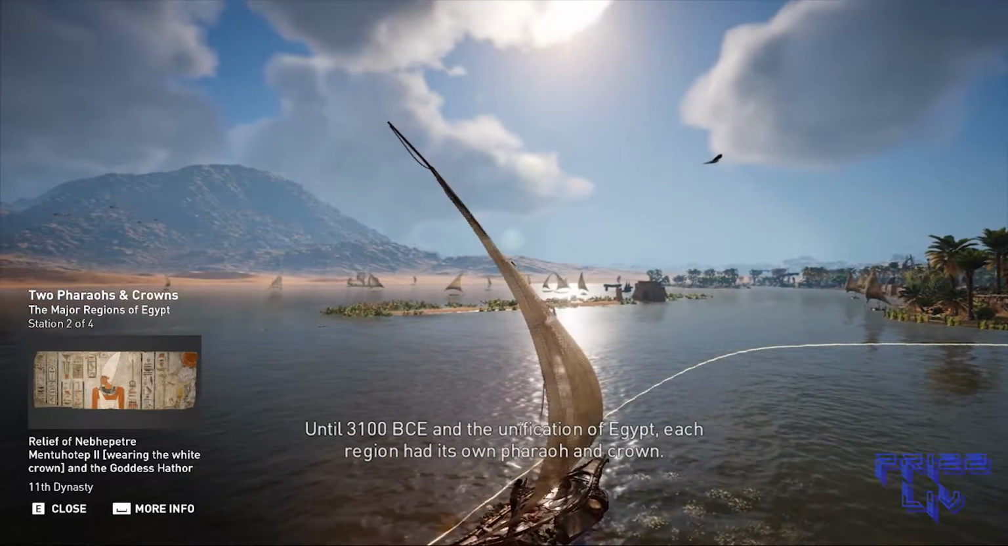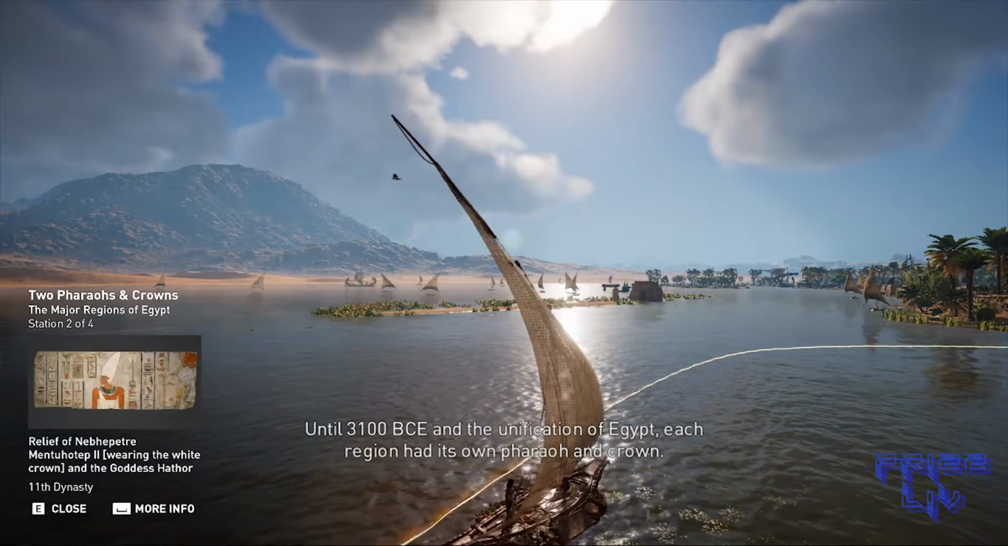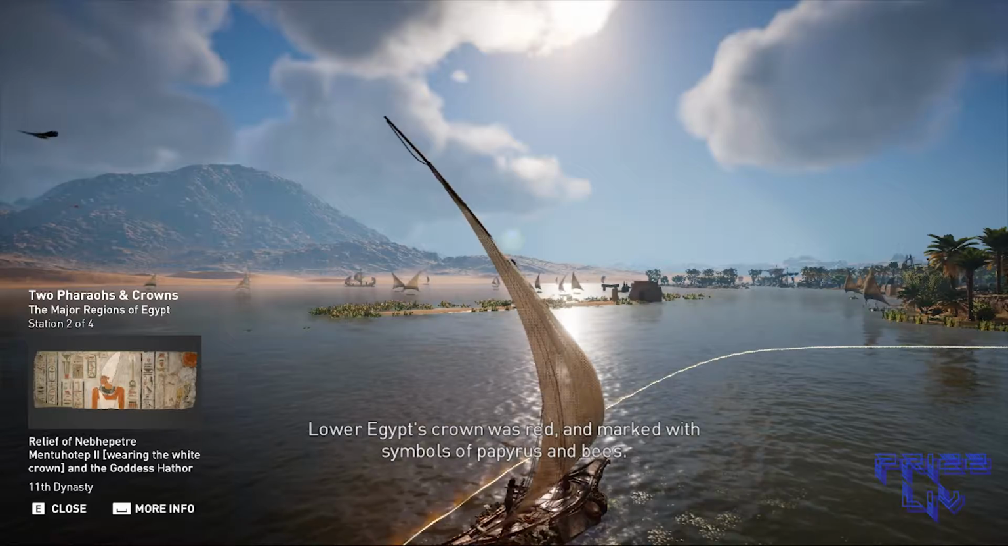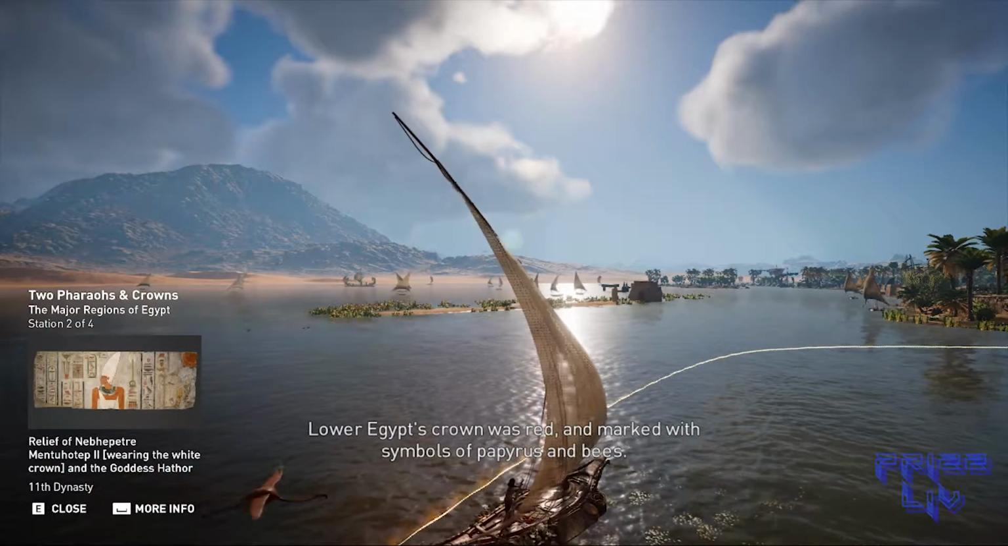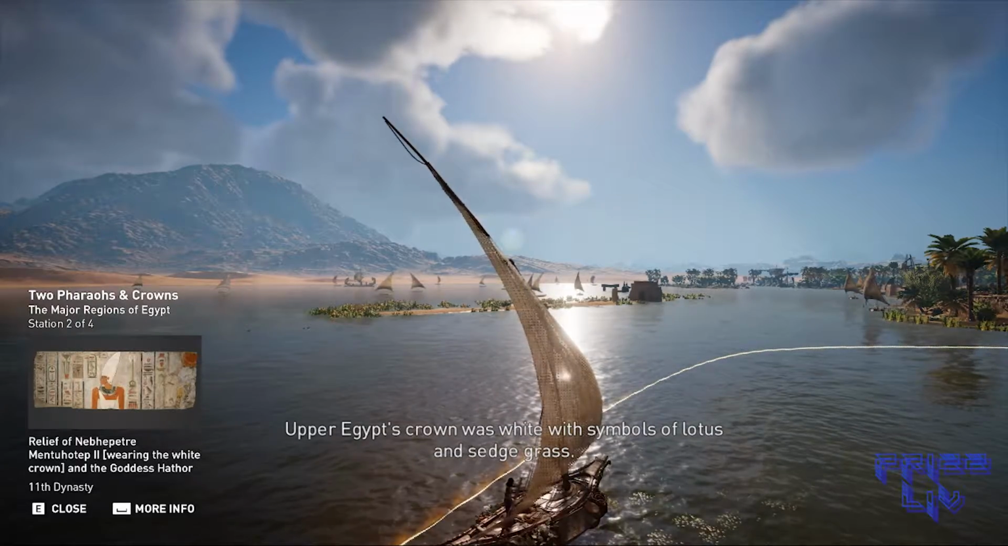Until 3100 BCE and the unification of Egypt, each region had its own pharaoh and crown. Lower Egypt's crown was red and marked with symbols of papyrus and bees. Upper Egypt's crown was white with symbols of lotus and sedge grass.